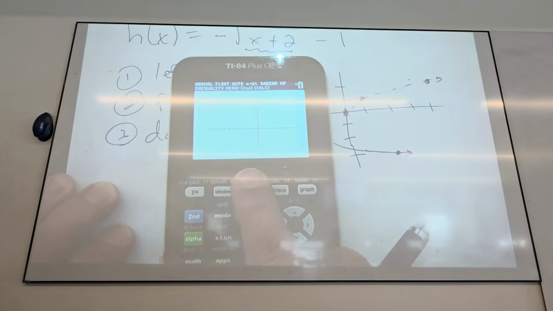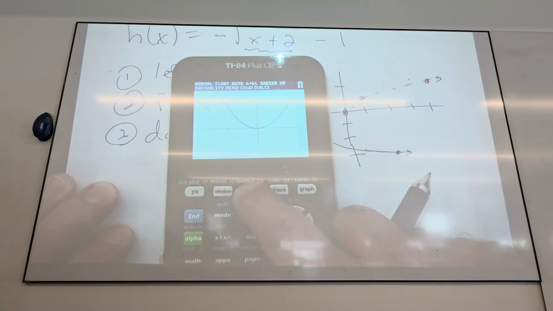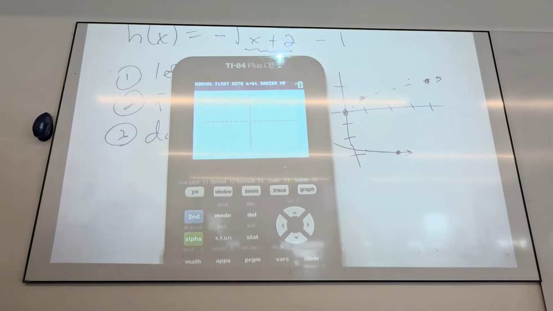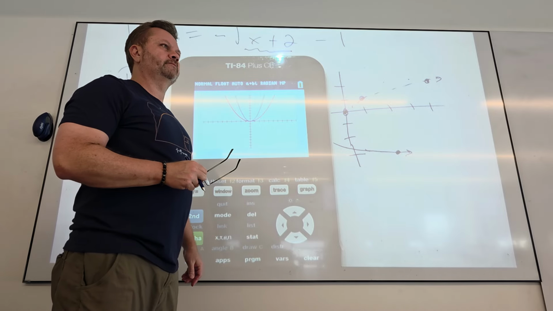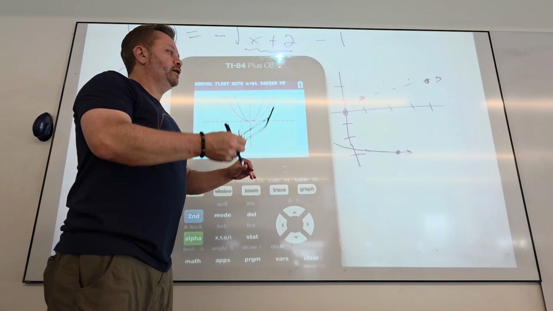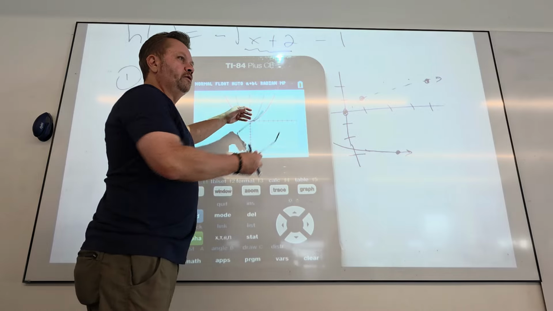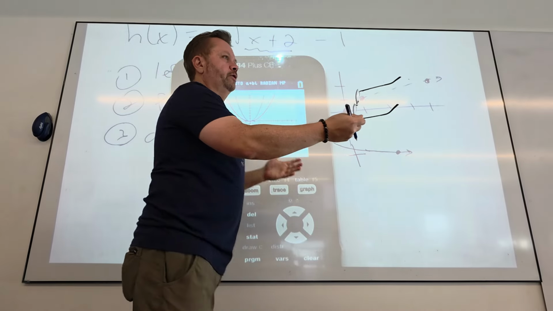So in blue is the original, and in red is the transformed one. What happened? I have to go wider. Yeah, you can answer two ways: either it smushed down or it widened out. Both of those I would accept.